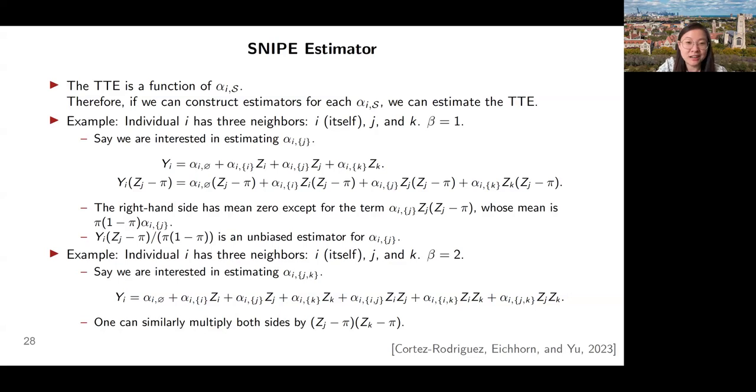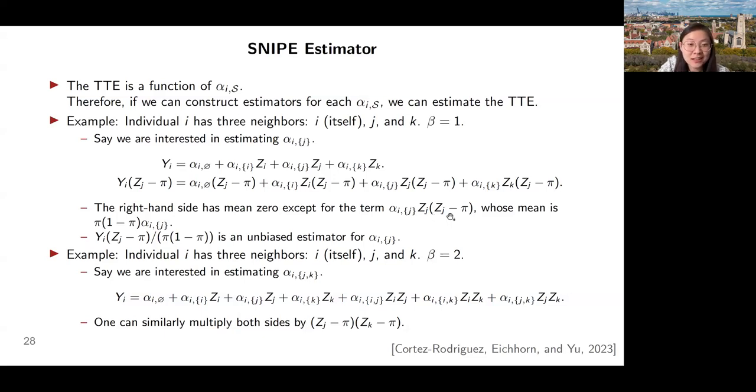Let's start with a simple example. Going back to our example where individual i has three neighbors, i, j, k, and let's say beta equals 1. We've talked about how the outcome in this case takes this form, and say we are interested in estimating alpha ij, this parameter here. So we multiply zj minus pi on both sides of this equation. If you take an expectation, each of the other terms would be 0 because zj is a Bernoulli random variable with mean pi. The only thing that's non-zero is this term, whose mean is alpha ij times pi times 1 minus pi.